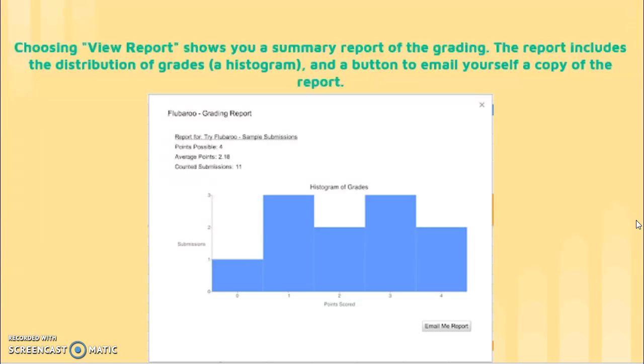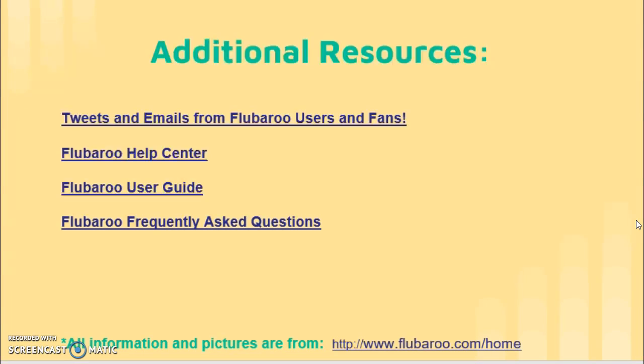Choosing View Report shows you a summary report of the grading. The report includes the distribution of grades in a histogram and a button to email yourself a copy of the report, as shown below. If you would like to learn more, you can click on the following links on our Module 3 blog.